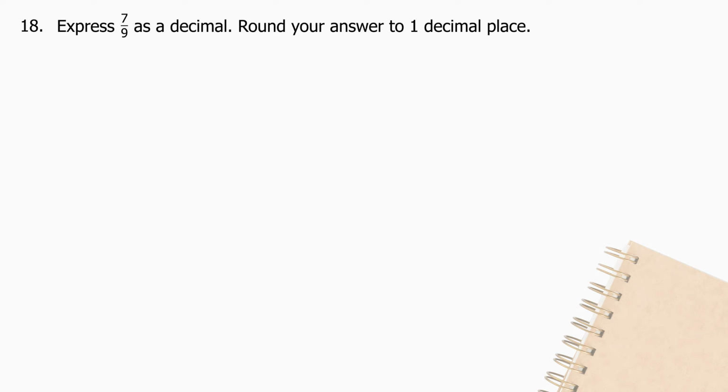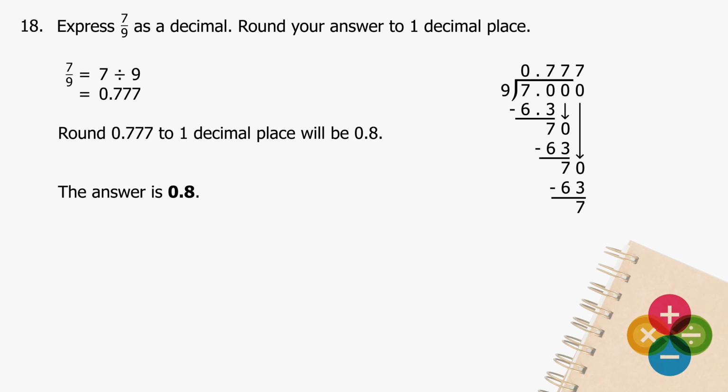Question 18. Express 7/9 as a decimal. Round your answer to one decimal place. Seven ninths will be, divide 7 by 9, and the quotient is 0.777. Round 0.777 to one decimal place will be 0.8. The answer is 0.8.